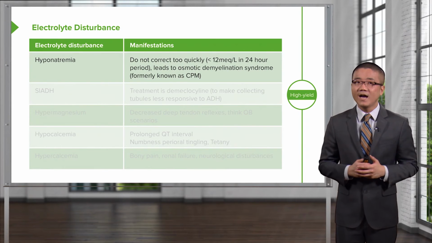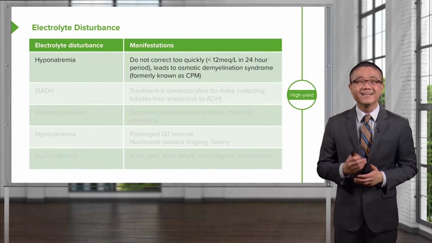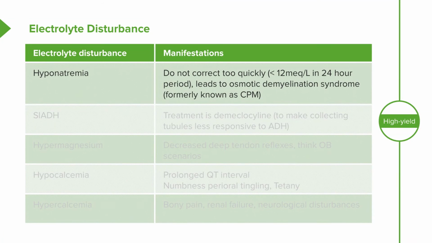This is an incredibly high-yield slide. Let's spend a little time here. Electrolyte disturbances, again, are not only important for physiologic daily function, but incredibly high-yield test topics. In hyponatremia, the key is to not correct too quickly, because if one corrects more than 12 milliequivalents per liter in a 24-hour period, it can lead to osmotic demyelination syndrome. It was formerly known as CPM.